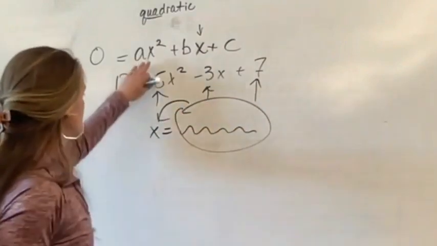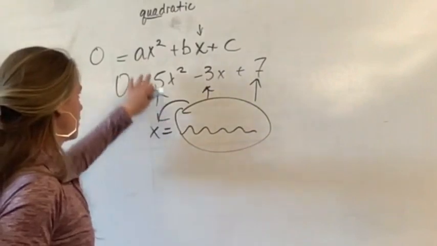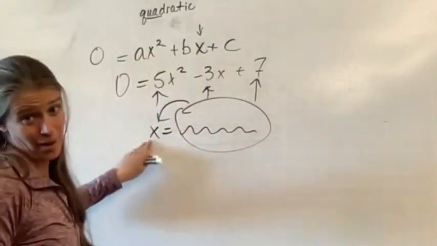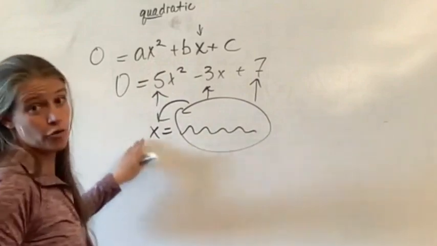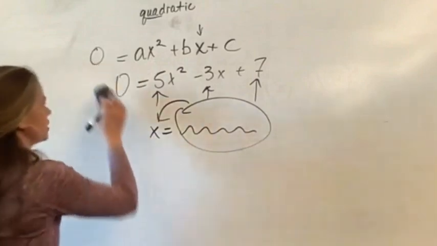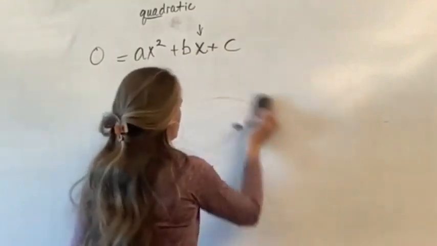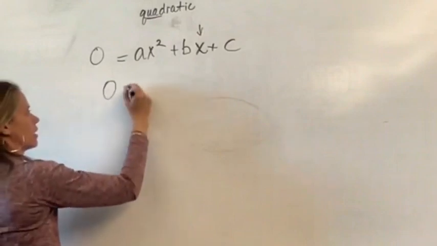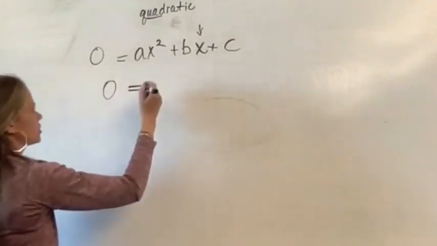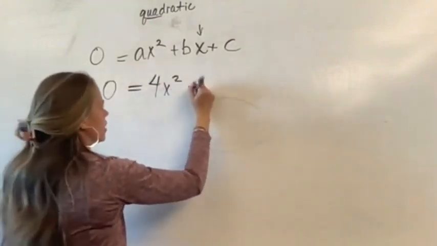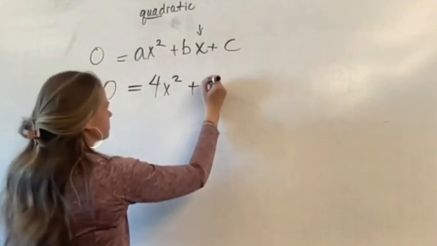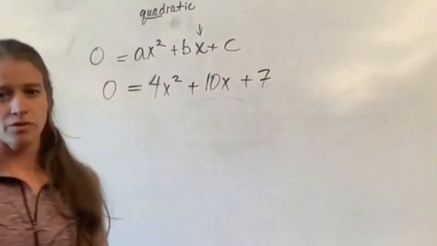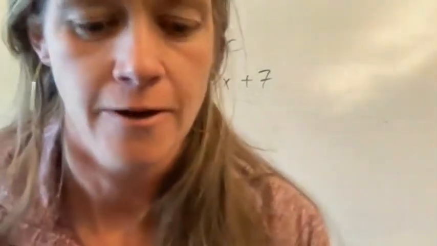The problem is that's a pain to do unless x is by itself, and it's a pain to do over and over and over again. So I'm going to do one for you just to show you how painful it is. I'm going to make it some terrible number. I don't even know if it's going to work. So we'll just say 4x squared plus 10x plus 7.